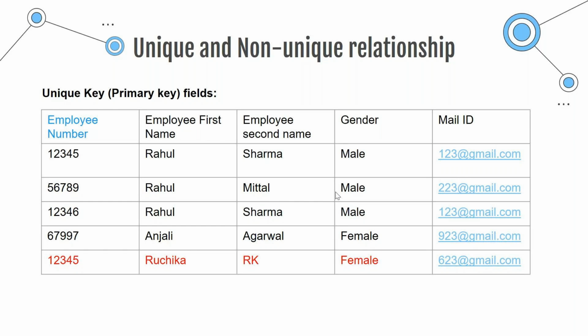You will get the error that the entry already exists. All those things you will see today. So that is the primary key. It can only have unique values; it cannot have repetitive or duplicate values. Whereas non-unique keys can have repetitive values. Other than employee number, all the remaining fields here are non-unique fields. That is the reason there are a few duplicate values here: Rahul is repeating, Sharma is repeating, male and female are repeating. This is your primary and non-primary key fields.